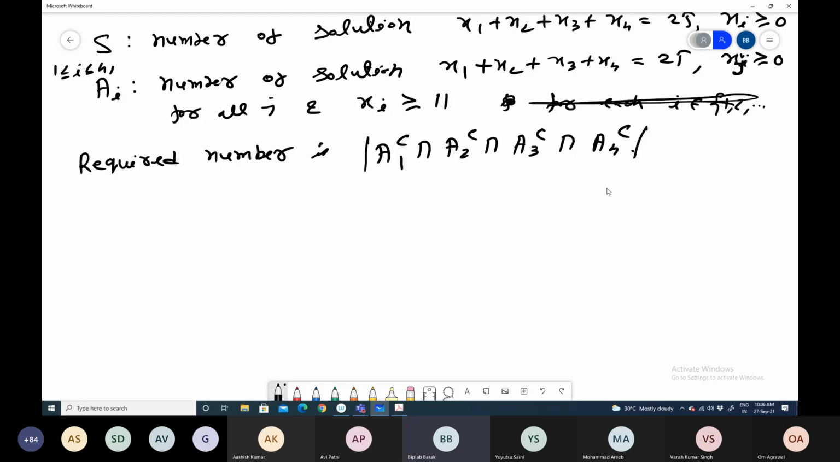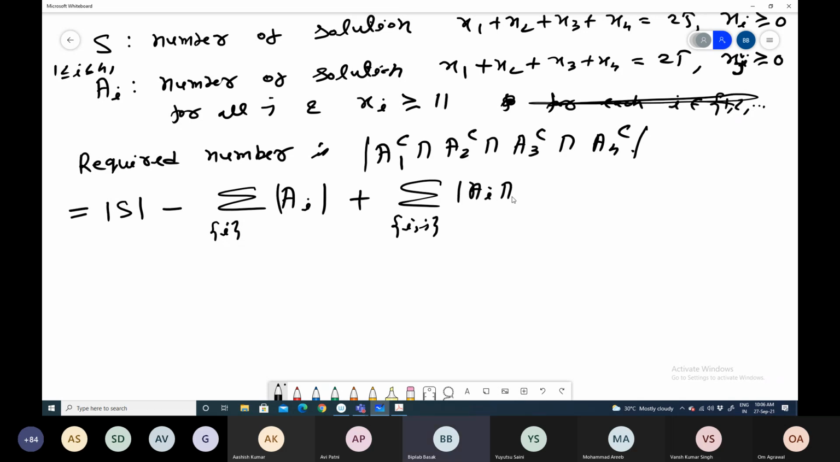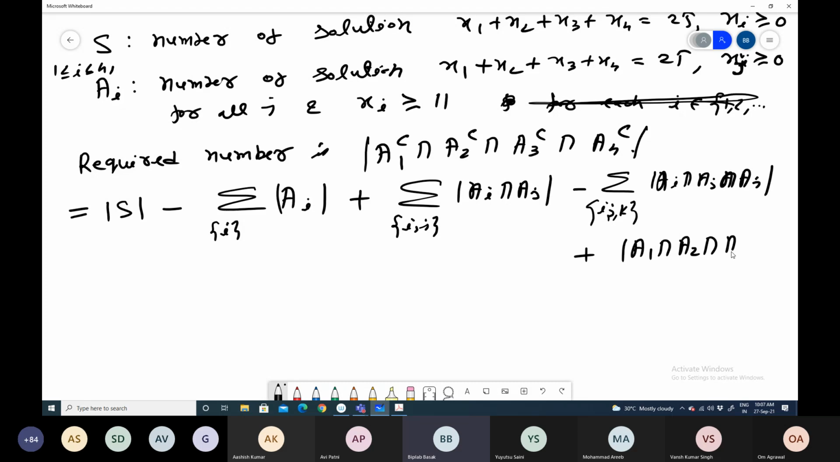Okay. So this is the required number. By the inclusion exclusion formula, we know this is equal to the cardinality of S minus the summation over only the singleton sets Ai, plus the summation over the double sets Ai intersection Aj, then minus the summation over ijk of Ai intersection Aj intersection Ak, and plus this one, A1 intersection A2 intersection A3 intersection A4.